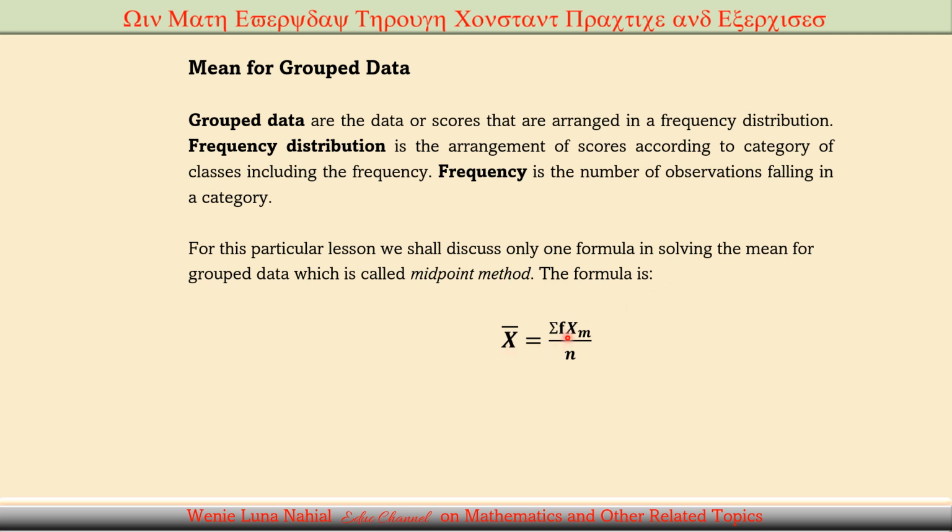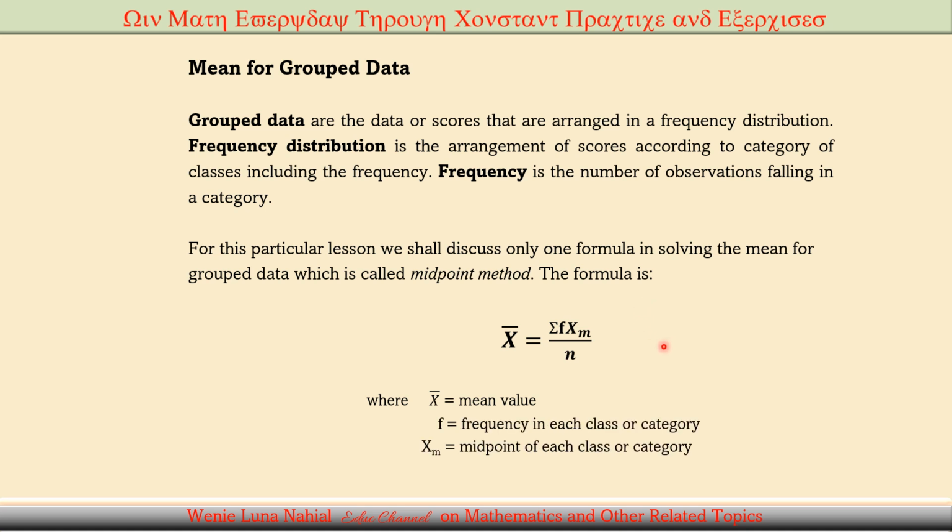The mean is equal to the summation of the frequency times the class marks, divided by n, or the number of observations. Here, x bar is the mean value, f is the frequency in its class or category, and x sub m is the midpoint of each class or category. Then you have the summation of the product of f times x sub m, or the class mark.